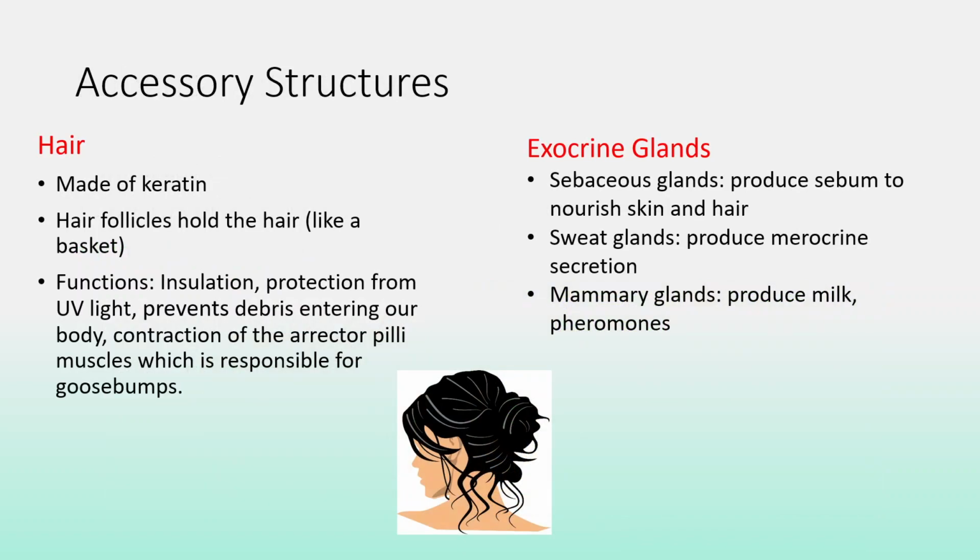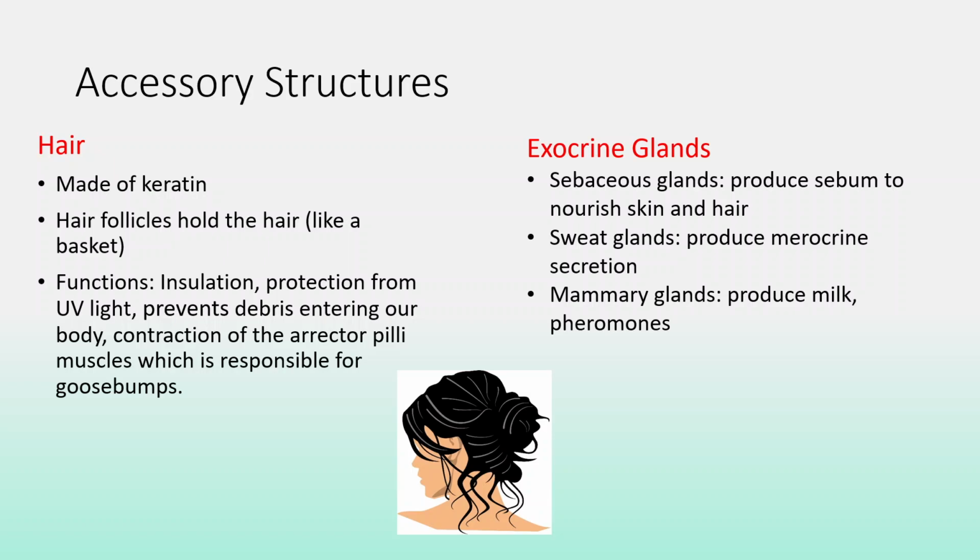Now let's look at some accessory structures. So we have hair, which is part of the integumentary system as well, which is made of keratin. Hair follicles hold the hair like a basket. Functions of hair include insulation, protection from UV light, and it prevents debris from entering our body, especially the nose and the ear hairs, and the contraction of the erector pili muscles, which are responsible for goosebumps. So we'll come back to erector pili muscles when we visit the sympathetic nervous system.